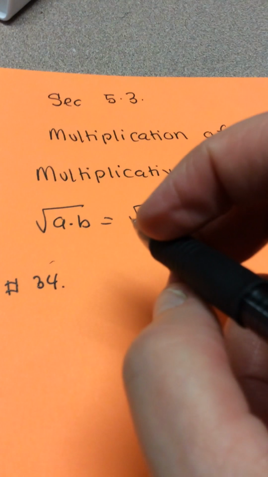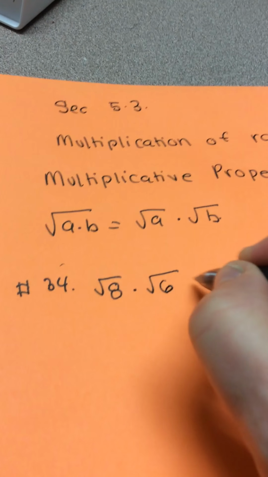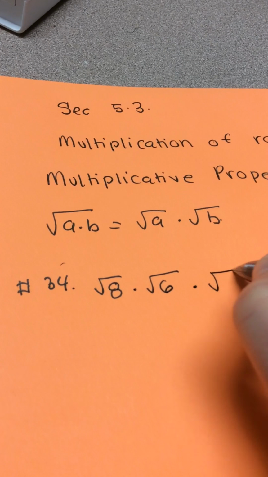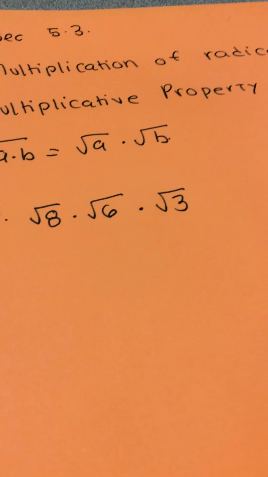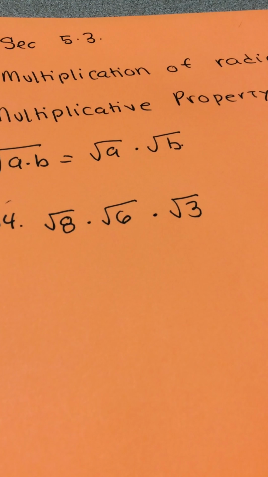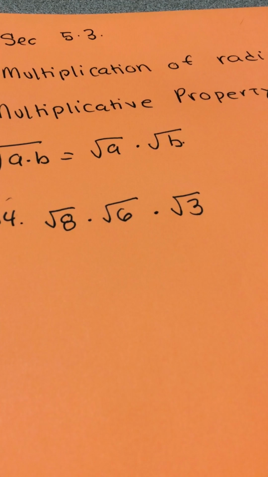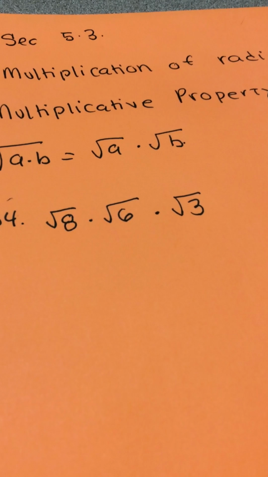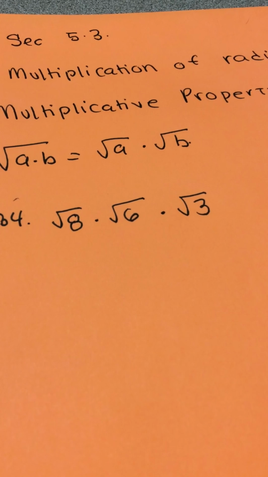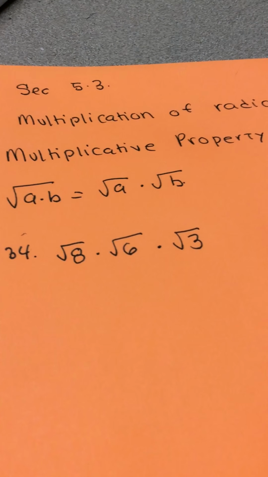Number 34 looks a little bit frightening because it says the square root of 8 times the square root of 6 times the square root of 3. And it wants to make sure that we simplify the expression. We know the expression is completely simplified when under the radical sign we only have prime factors, or a number that is made up of primes.